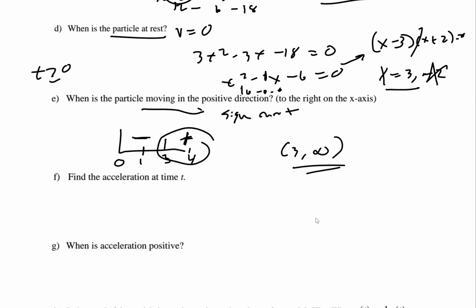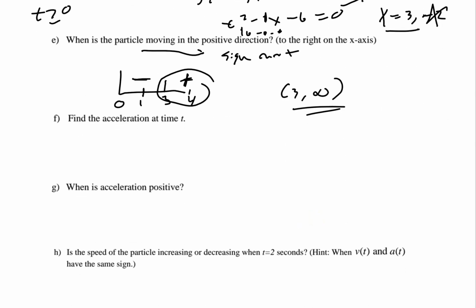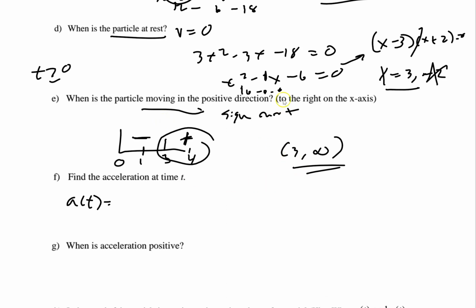Find acceleration at time t. Acceleration is the next derivative. So let's take the derivative of our function up there, 3t squared minus 3t minus 18. That was the first derivative. Now we're on the second one, so take the derivative one more time. 6t minus 3. That's my acceleration across time, in inches per second squared.